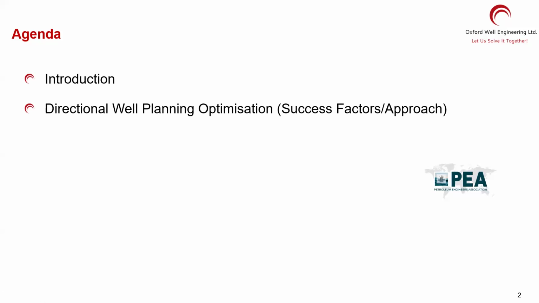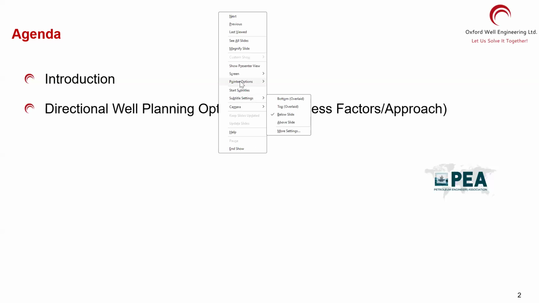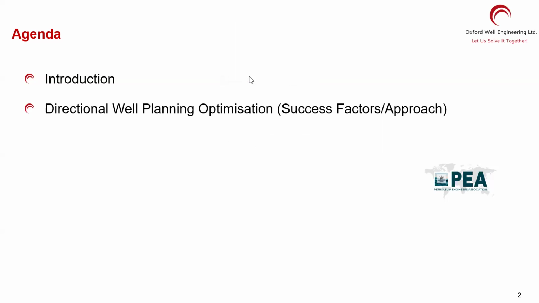So the introduction for the topic, which we just did actually, we can touch on it again. Directional well planning optimization. So what are the success factors in this optimization domain? Okay, so the factors are important, and also think about the approach.